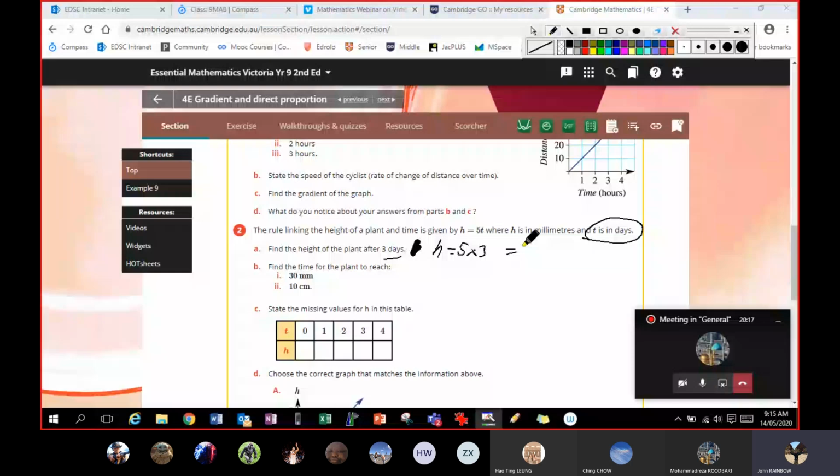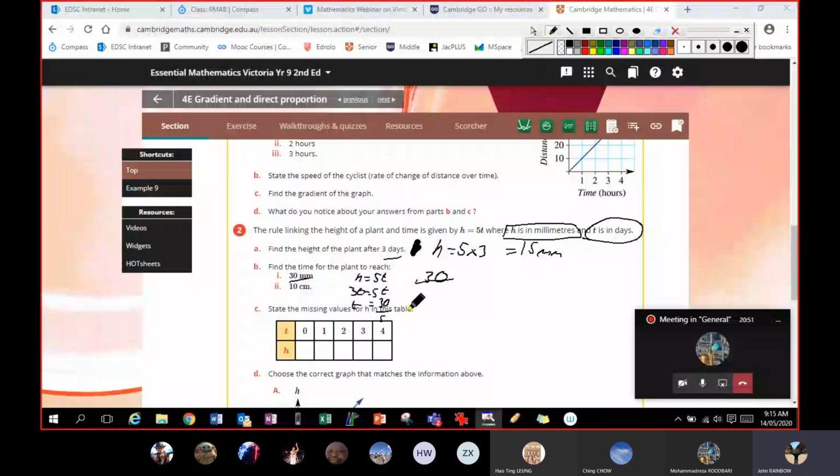Okay. Find the time for the plant to reach 30 millimeters. So that means h equals 5t. What information do we know? We know the height, so I'm going to substitute that in. So 30 equals 5t, and I should be working down line by line. I'm going to divide 5 on both sides. So t equals 30 on 5, which would leave me with t equals 6. So it's been 6 days.